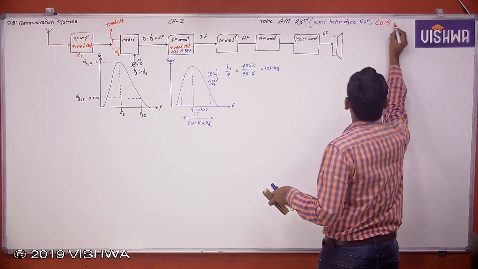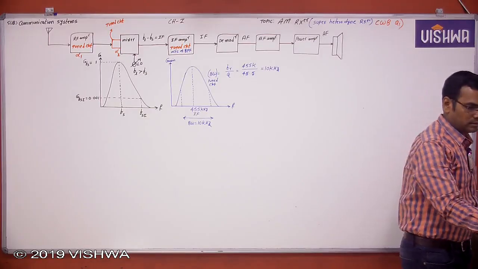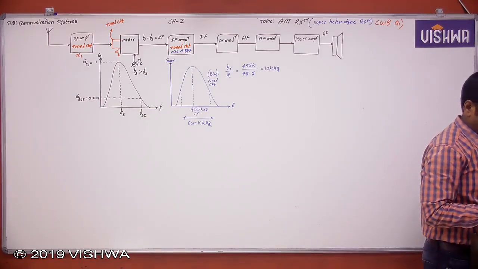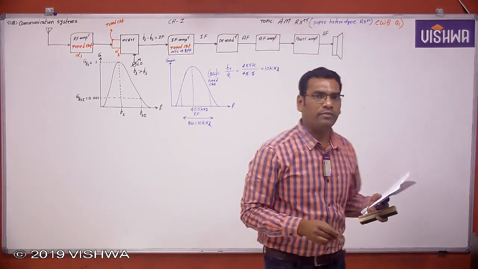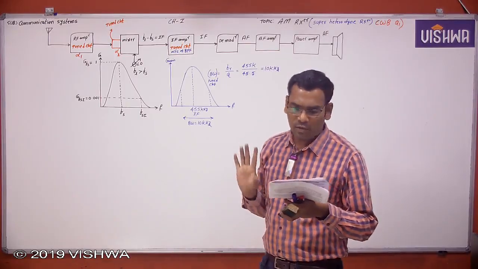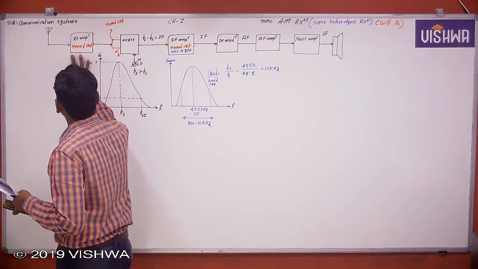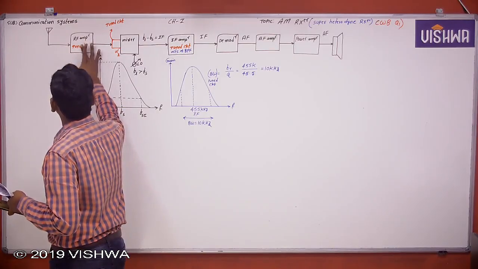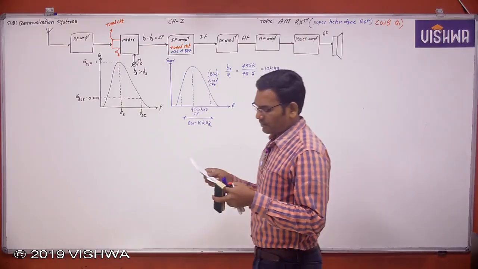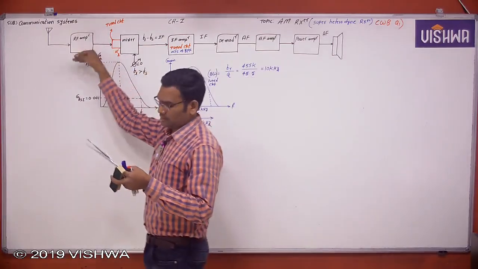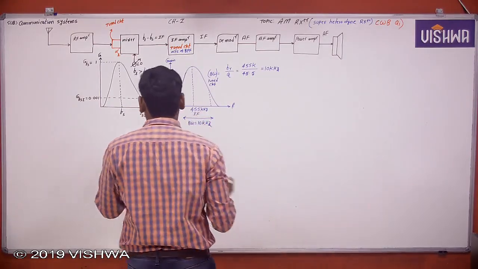Classroom workbook question number 1. Listen carefully. A superheterodyne receiver having no RF amplifier, which means this tuned circuit is not there, is tuned to 555 kilohertz.